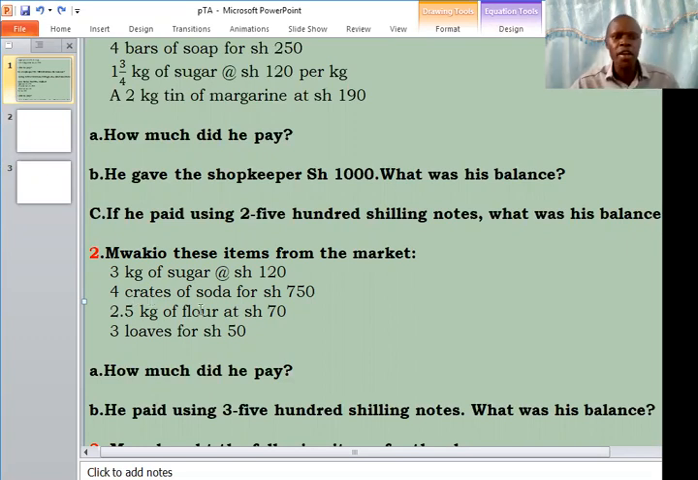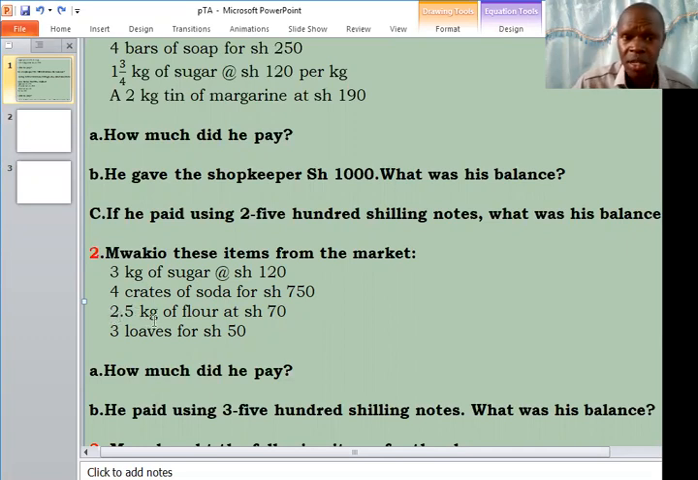4 crates of soda for 750 shillings. We have the term "for". Do we multiply or we don't multiply? We don't multiply because "for" means all at. That means all the 4 crates of soda were bought at 750 shillings. Next, now here we have a decimal.